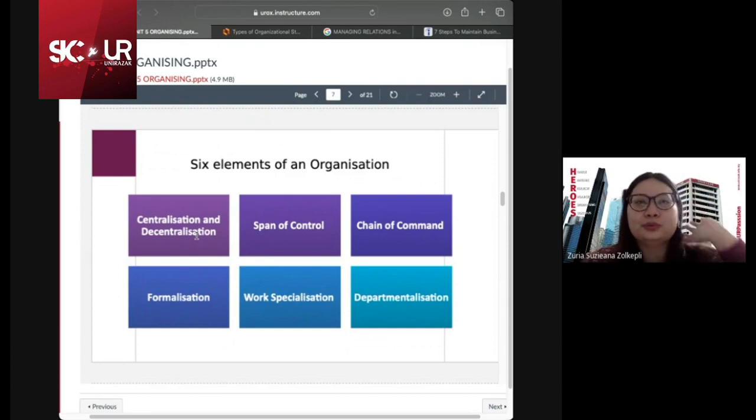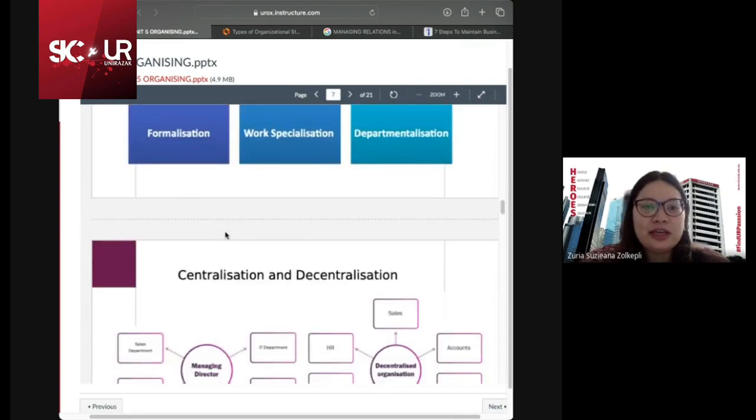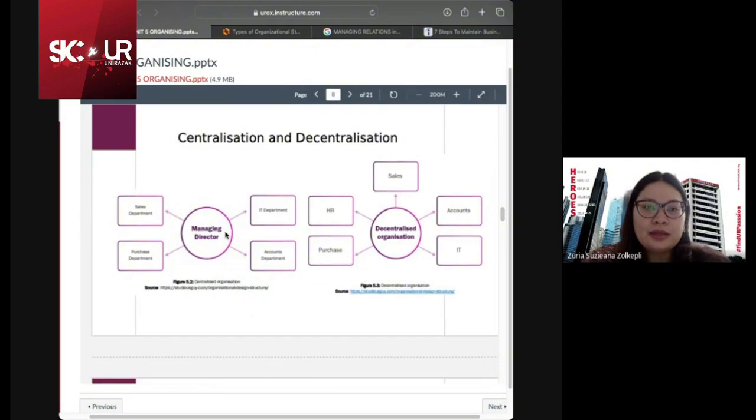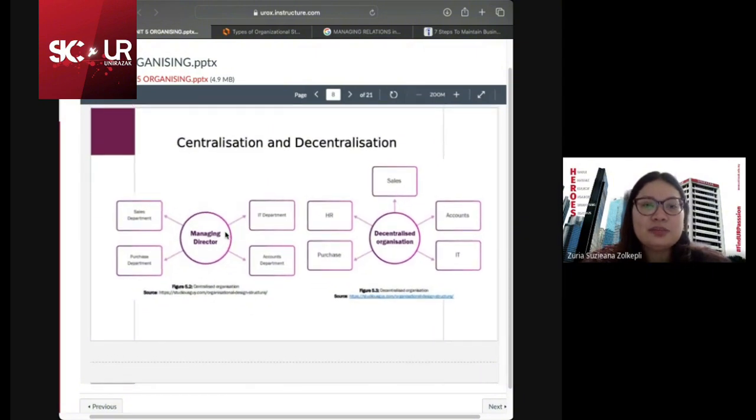category or the way that it works, the approach. So we have centralization and decentralization. I have put the picture here. So as you can see, centralization means from one source. Okay, in communication, centralization means that it comes from one source. It is more control, more consistent. So as you can see here is the managing director. One managing director is managing all the departments, all right, all the departments, sales department, purchase department, IT department, and so on.